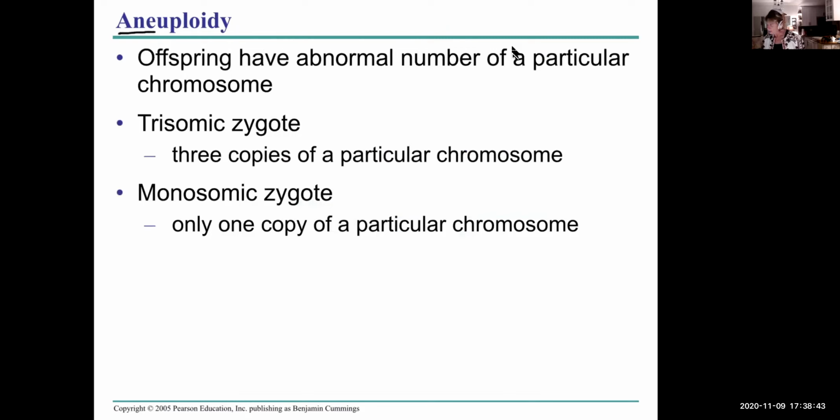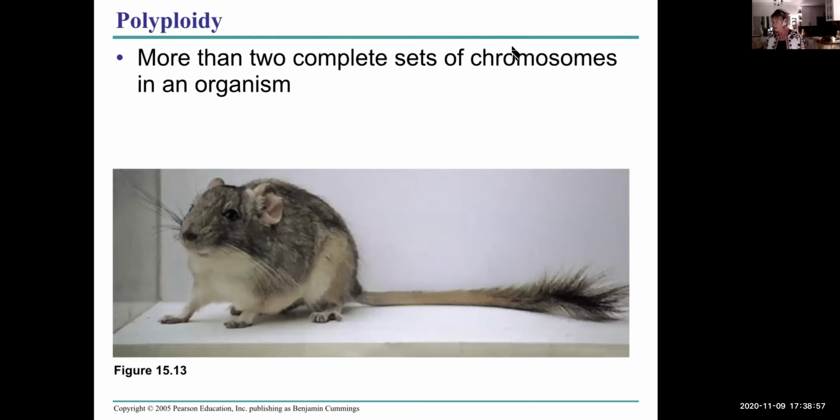It's called aneuploidy if offspring have an abnormal number of a particular chromosome. A trisomic zygote has 3 copies of a particular chromosome, and a monosomic zygote has only 1 copy of a particular chromosome. Polyploidy is another condition where there's more than 2 complete sets of chromosomes in an organism. That occurs quite a lot in plants, and sometimes domestic plants are bred that way on purpose. It seems to make them more hardy.